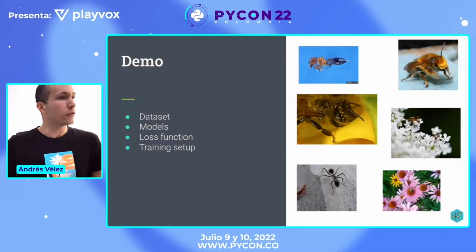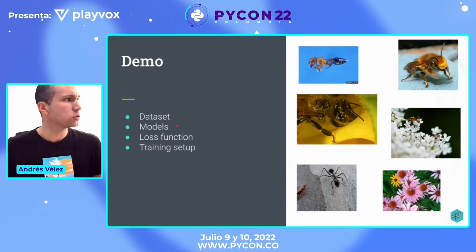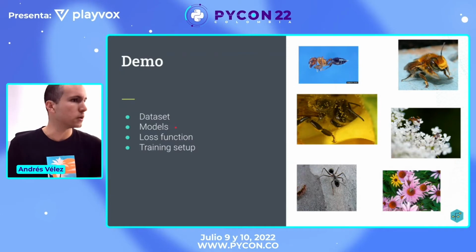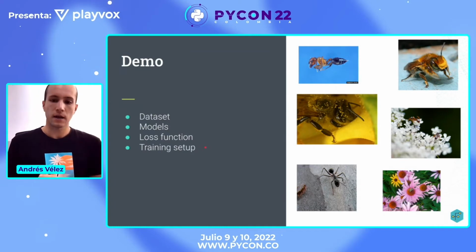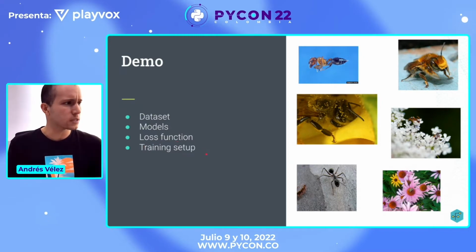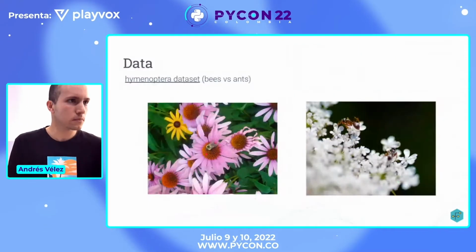So for this demo, we are going to review the dataset we use. We are going to understand a little bit more in detail what kind of models we use for this demo. We are going to compute the loss function, train a model, and analyze the results, right? Just the training setup.